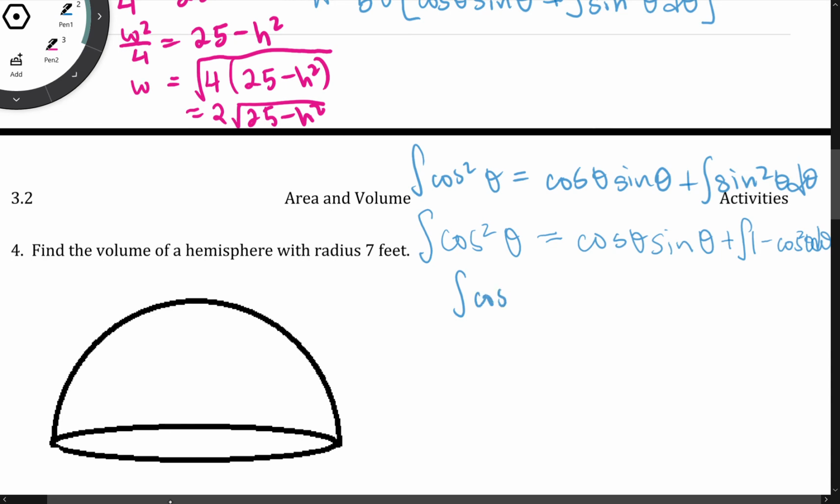Okay, so now we can say the integral of cosine squared theta d theta is equal to cosine theta sine theta plus theta minus the integral of cosine squared theta d theta. All I've done there is split the integral up. The integral of 1 is theta. And then what I'm going to do now is add this integral of cosine squared theta to both sides.